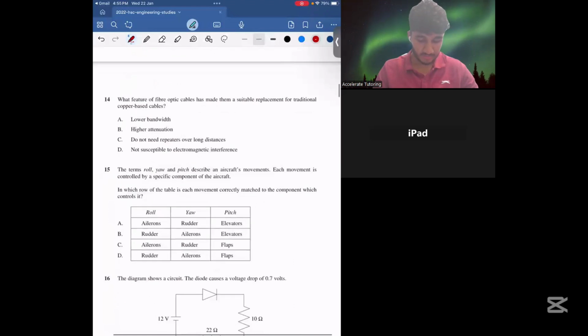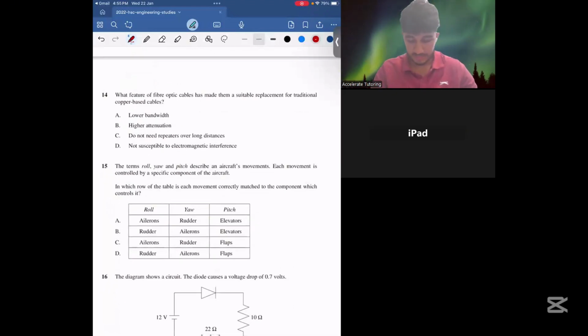Now, question 14 says, what feature of fiber optic cables has made them a suitable replacement for traditional copper-based cables? Lower bandwidth, no, it has a higher bandwidth. High attenuation, no, it has a lower. Attenuation pretty much means the disturbances in the signals being passed through, which occur in copper-based cables. Not so in fiber optic because they use light to transfer signals.